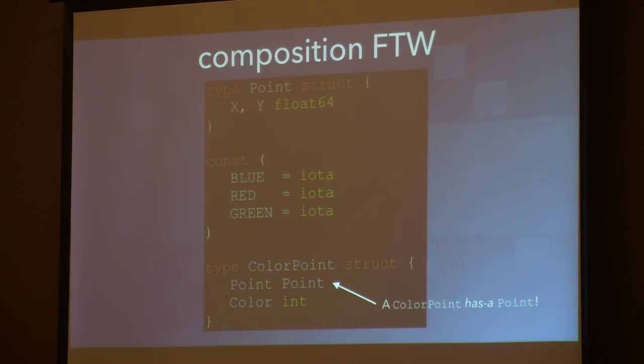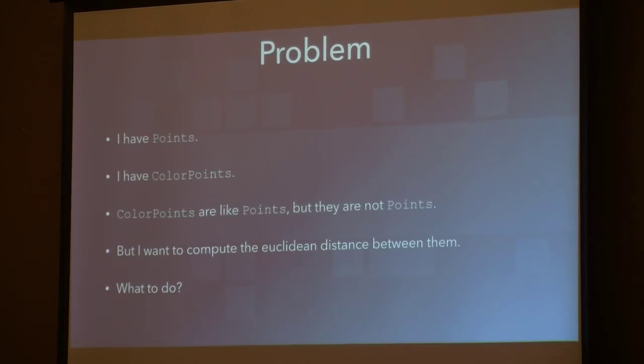Now, color point composes with point, so I'm embedding types inside types. So now I have a color point type that actually has a point inside of it. Great. So I have points and I have color points. Great. I have a problem. Color points are like points, but they are not points. Meaning if I want to do something that makes sense, like compute the distance between a point and a color point, I can't actually do it because they're not in a hierarchy, there's no polymorphism in play, this isn't going to work. So what to do?